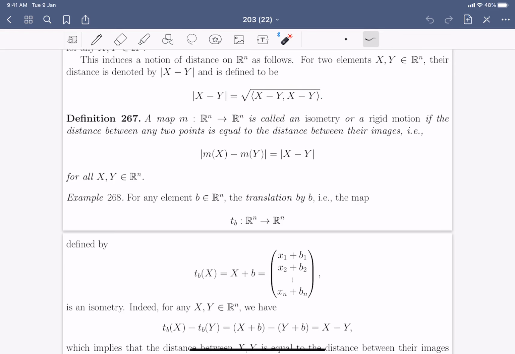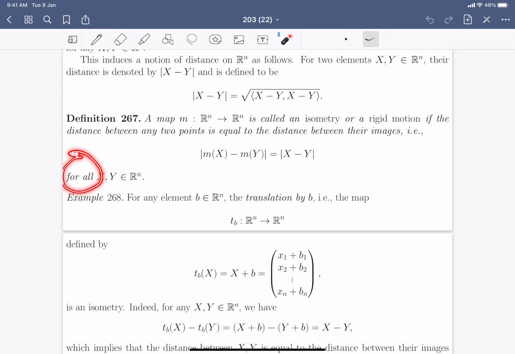Now it will be important to focus on the maps from Rn to Rn which preserve this distance, for any two elements x, y lying inside Rn. By that I mean we will be interested in maps M from Rn to Rn, such that if we are given two elements x, y from Rn, then the distance between x and y will be no different from the distance between Mx and My, and this should hold for all x, y inside Rn.